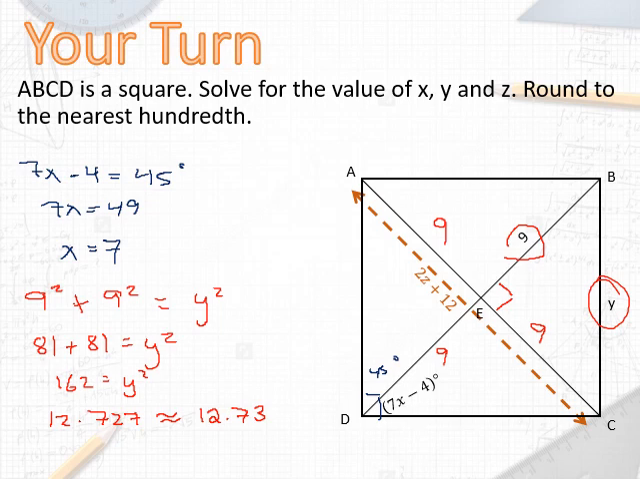Okay, now we've got 2z plus 12. This one's easier because we can already see the half diagonal is 9, the other half's 9, so the total length must be 18. So we just set it up and solve for z based on that. 2z plus 12 is equal to 18, which means 2z is equal to 6. Z must be 3. So x is 7, y is 12.73, and z is 3.